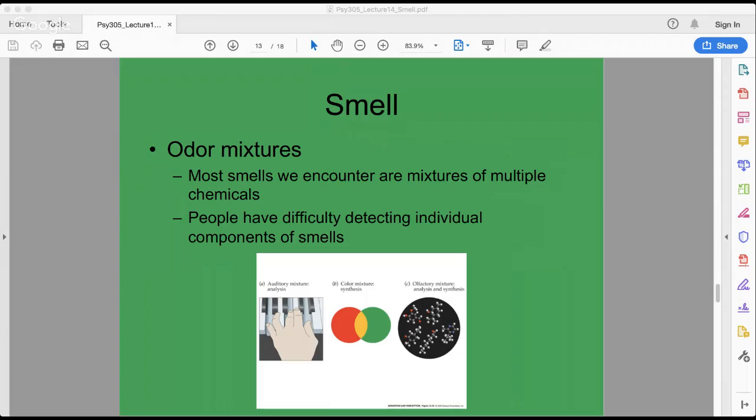An example of analysis from an auditory mixture would be when a high note and a low note are played together, but we can detect each as an individual note. And then an example of synthesis that we'll take from color mixtures would be mixing red and green. This results in a yellow light, but we can't separately perceive the red and the green in the yellow. Olfaction is primarily a synthetic sense, but there are some analytical abilities that can be developed for this.